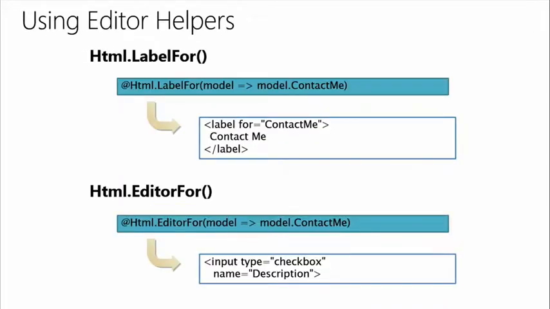Okay. So we've got our label for and our editor for. Both of these we did touch on. I just want to highlight real quick on the label for that it, again, throws in that label tag for, so that when you tap on it, it will take you over to the appropriate text box. And the editor for, again, is where it looks at your metadata and says, well, this is a string, this is required, this is multi-line. It sets that up for you.